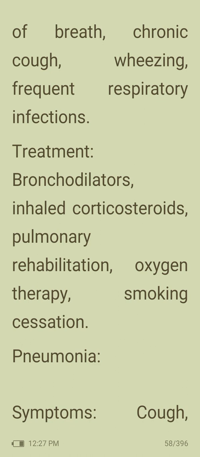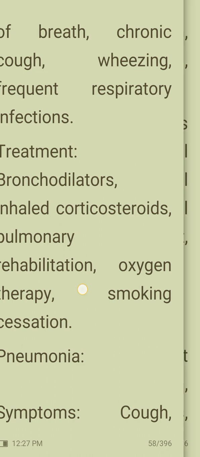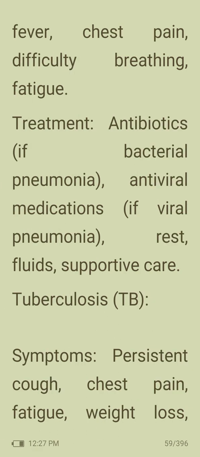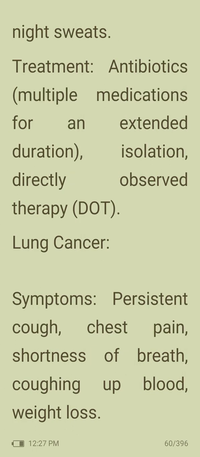corticosteroids, pulmonary rehabilitation, oxygen therapy, smoking cessation. Then pneumonia. Symptoms: cough, fever, chest pain, difficulty breathing, fatigue. Treatment: antibiotics if bacterial pneumonia, antiviral medications if viral pneumonia, rest, fluids, supportive care. Tuberculosis, or TB. Symptoms: persistent cough, chest pain, fatigue, weight loss, night sweats. Treatment: antibiotics, multiple medications for an extended duration, isolation, directly observed therapy, or DOT.